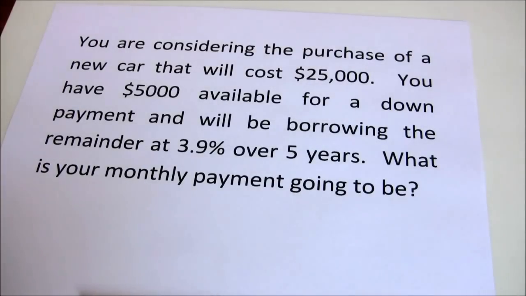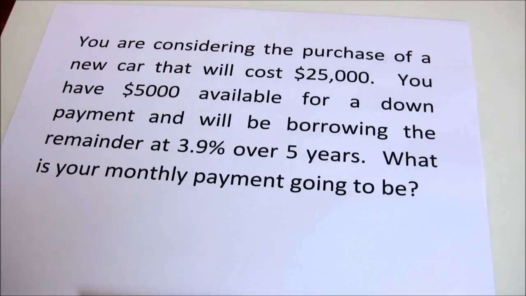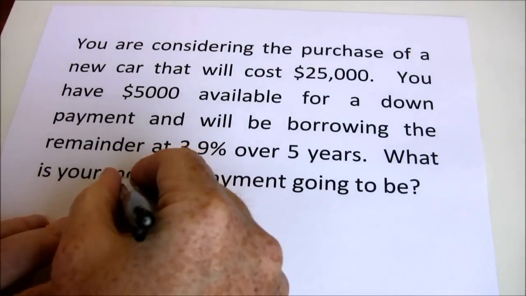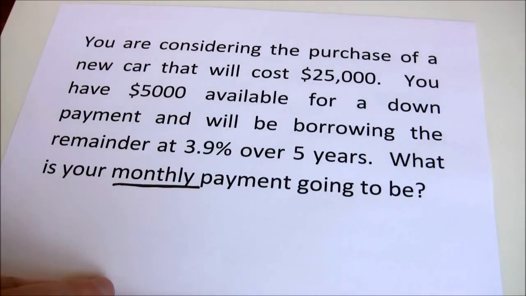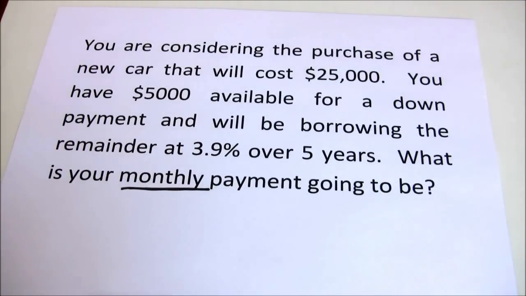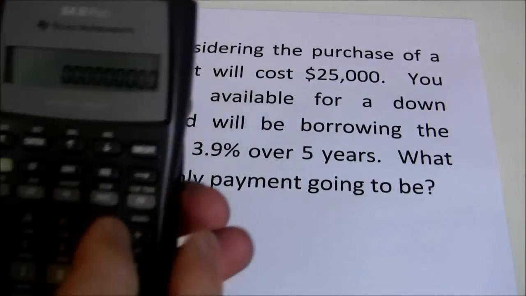Last one we're going to do today is calculate the payment, but now we're going to change something. Instead of looking at annual, we're looking at monthly payments. So we're going to have to change our periods per year. We want our calculator to be at 12 periods per year.